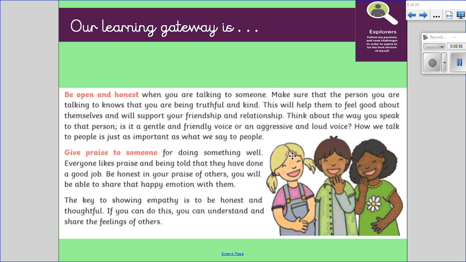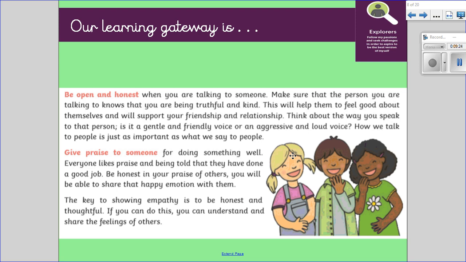Give praise to someone for doing something well. Everyone likes praise and being told that they have done a good job. Be honest though in your praise of others. You will be able to share that happy emotion with them. Okay, and it means more if you're truthful. If you're saying, oh, well done, well done, well done all the time, it kind of loses its value, doesn't it? So if you're honest in your praise and truthful, it means a lot more.